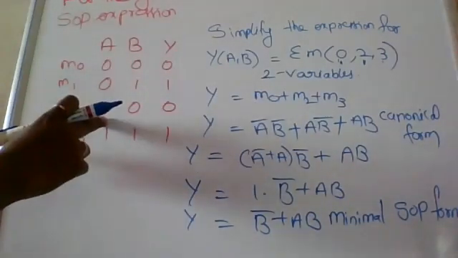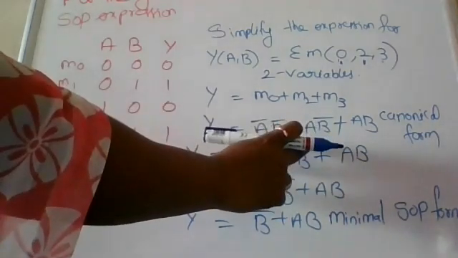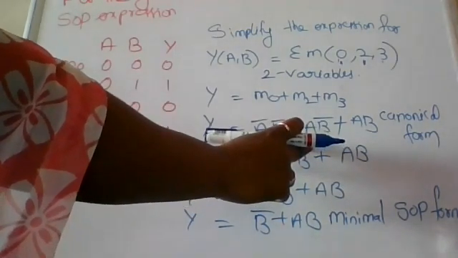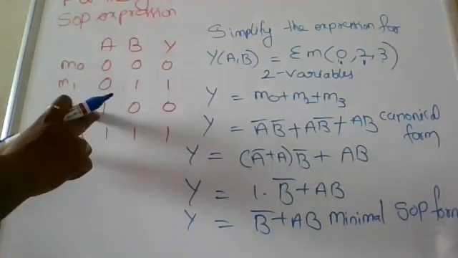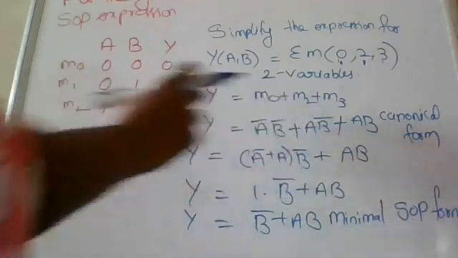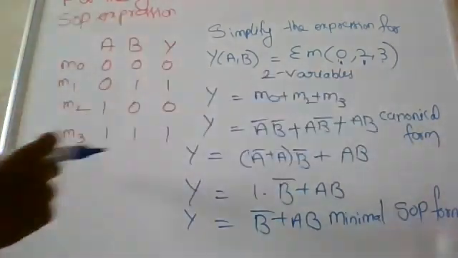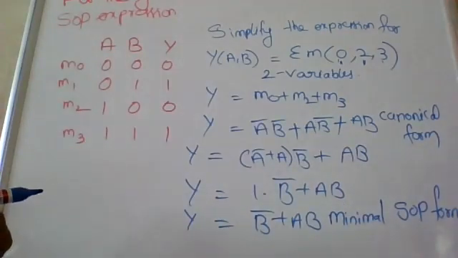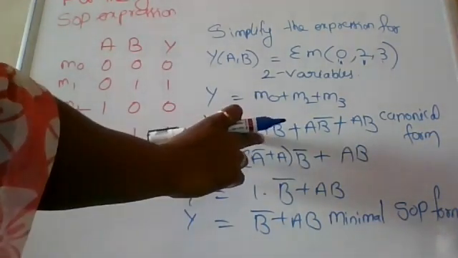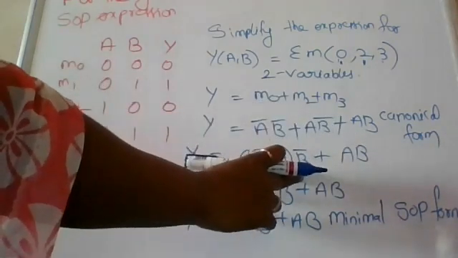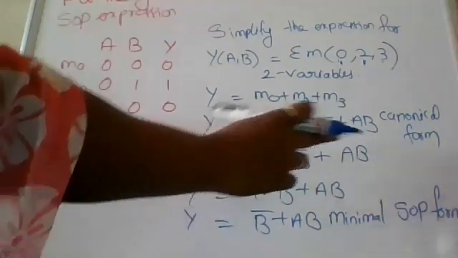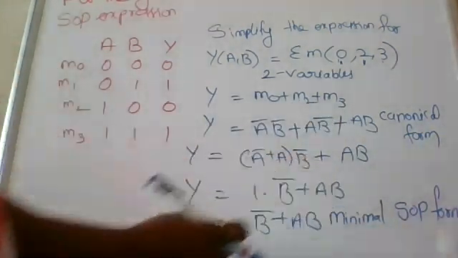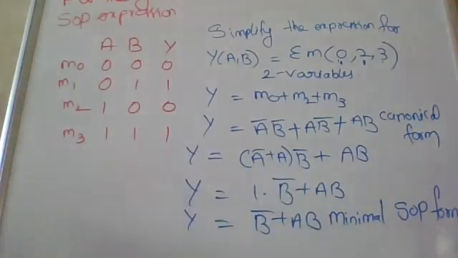Next, m2 means a equal to 1 and b equal to 0. A equal to 1 means a, and b equal to 0 means b bar. Plus 1 1, that means ab. So this is the canonical form. Next, from these two we can take b bar common: a bar plus a into b bar, plus ab. A bar plus a equal to 1, that means 1 dot b bar plus ab, so y equal to b bar plus ab. This is the minimal SOP form.